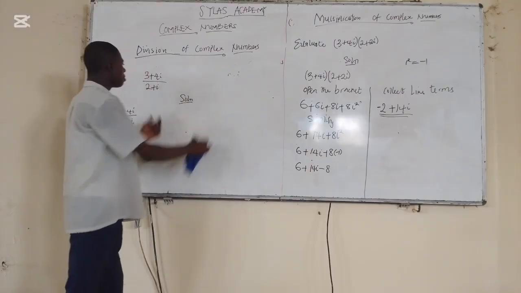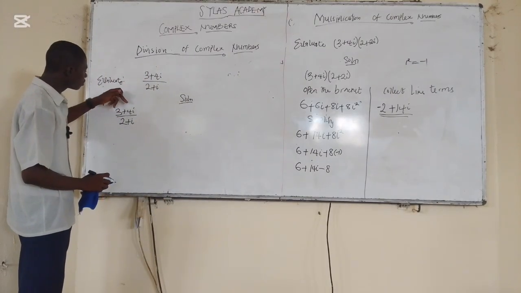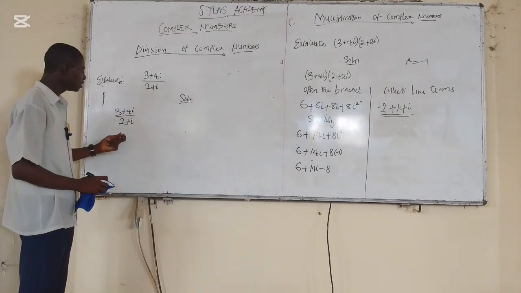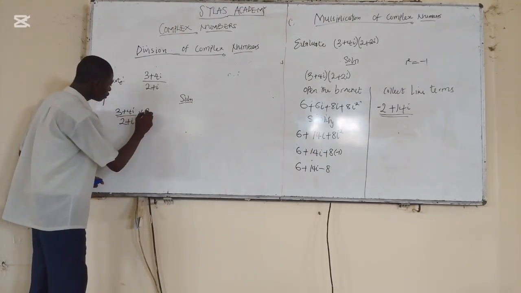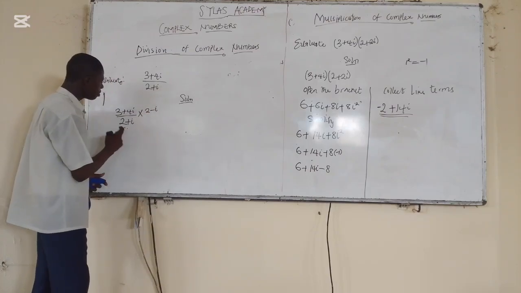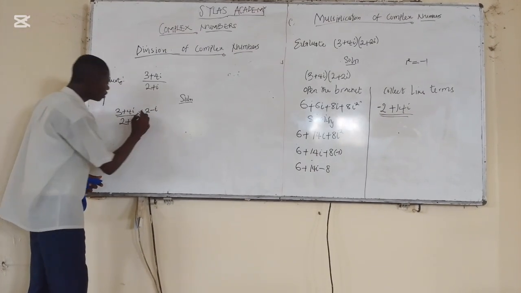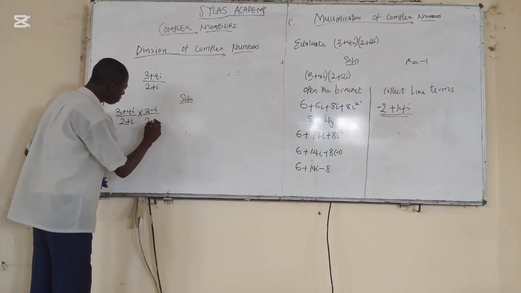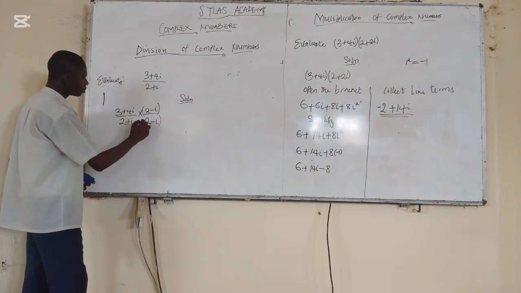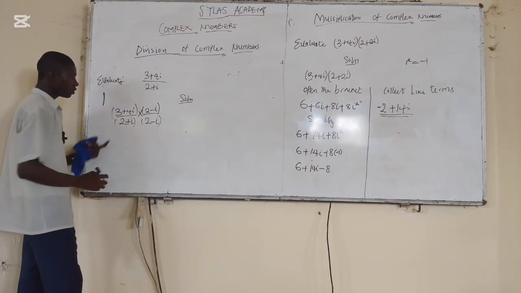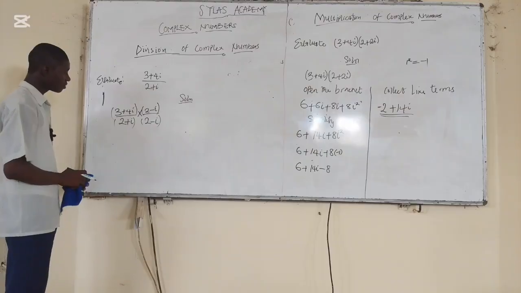Now, back to this question. In taking the conjugate, I said we multiply the numerator and the denominator by it. You have your times here: (2 - i), because it's the conjugate of this denominator, all over (2 - i). Are you following? You can choose to do it like this. Now, let's open this bracket.